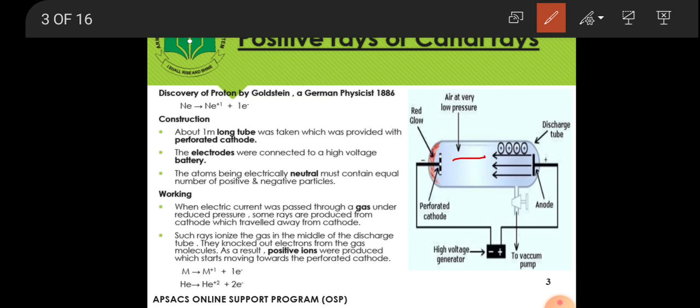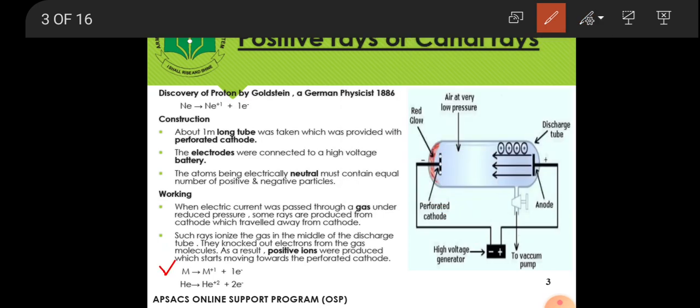These positive ions start moving towards the cathode because they are positive in nature. They move towards the perforated cathode, and after passing through the holes, it was seen that they produced a red glow on the wall of the discharge tube. So the cathode rays travel away from the cathode, and the positive rays travel towards the cathode, that is, away from the anode.